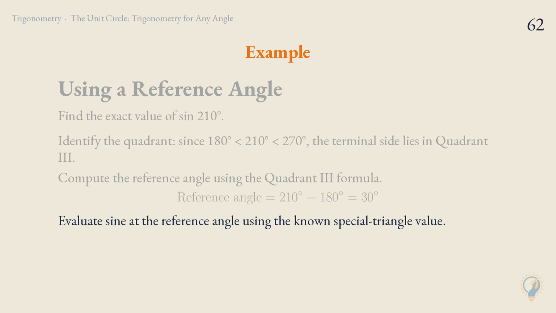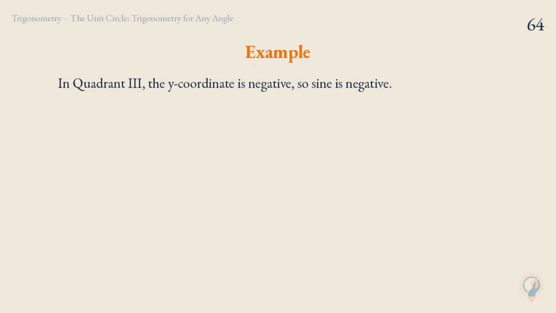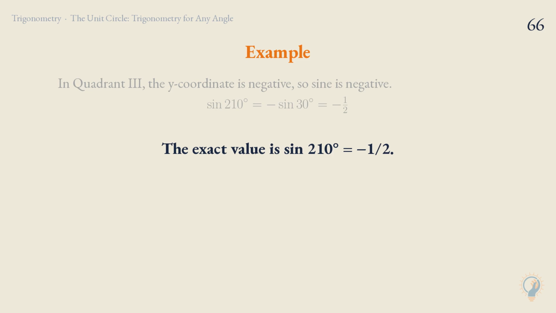Evaluate sine at the reference angle using the known special triangle value. Sine of 30 degrees equals 1/2. In quadrant 3, the y-coordinate is negative, so sine is negative. Therefore, sine of 210 degrees equals negative sine of 30 degrees, which equals negative 1/2. The exact value is sine of 210 degrees equals negative 1/2.